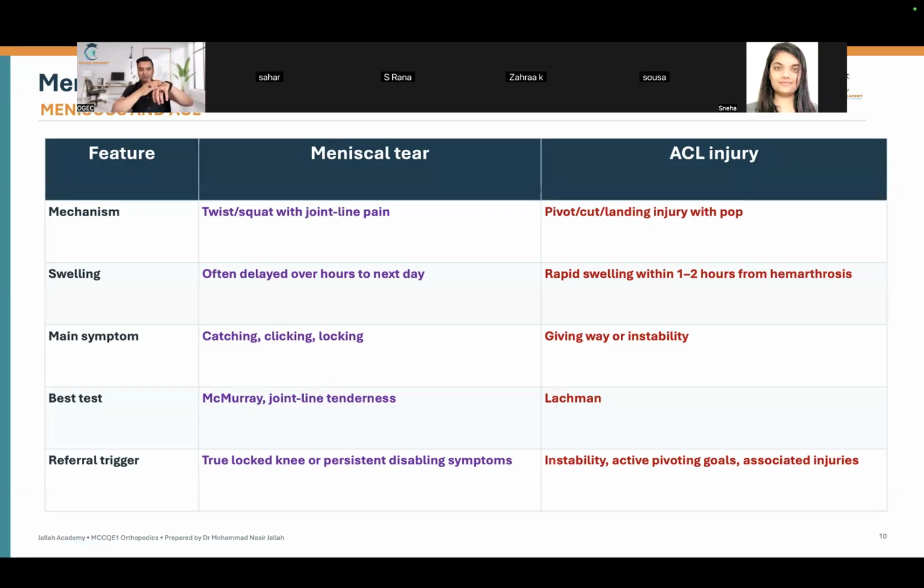Then when you walk, the knee is giving way. Why? Because the ligament has been ruptured. So it gives way when you walk, and the patient cannot walk properly.